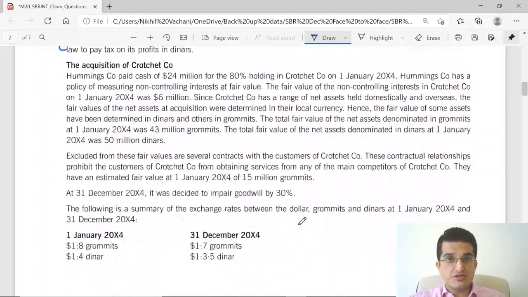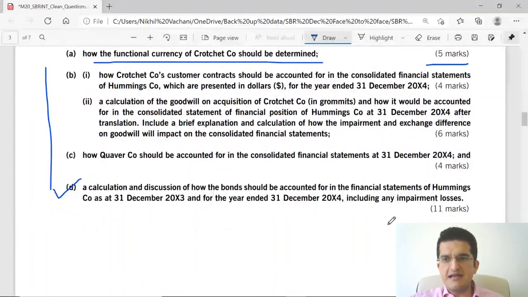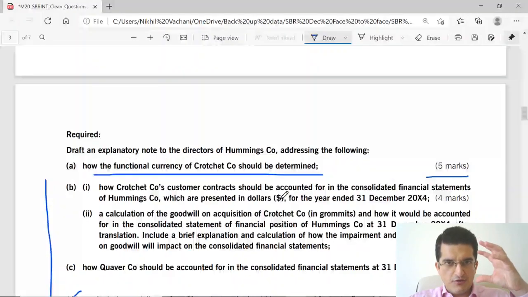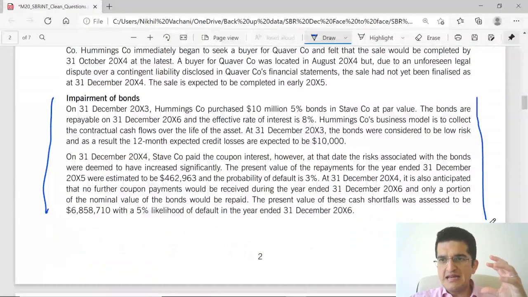Similarly, just to show another example, suppose the last bit here, part D, which is for 11 marks, about discussion of how these bonds should be accounted, talk about these impairment losses, you got to go back to that scenario about the impairment of bonds, read that element, and then be able to address that. So question one is on consolidation.